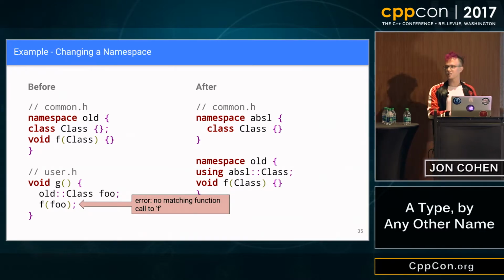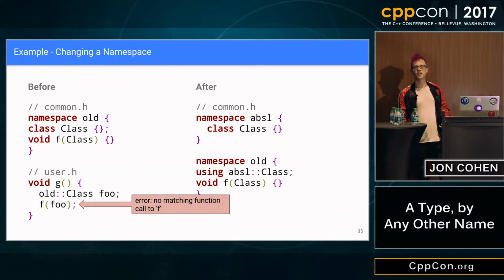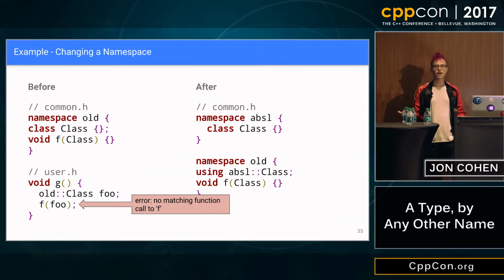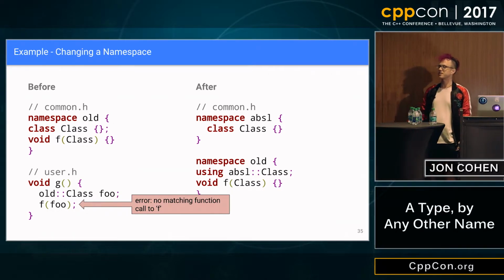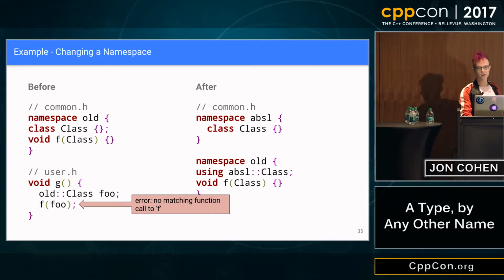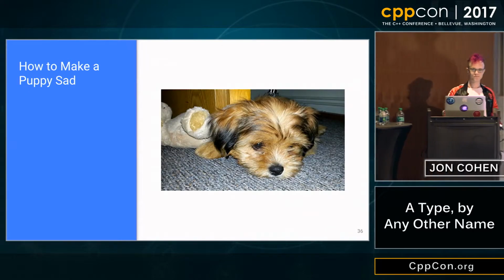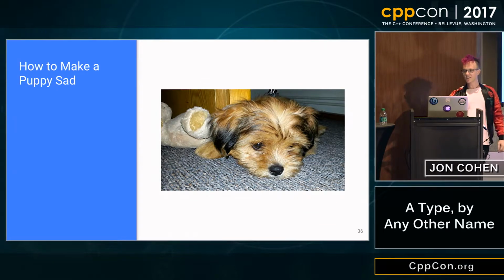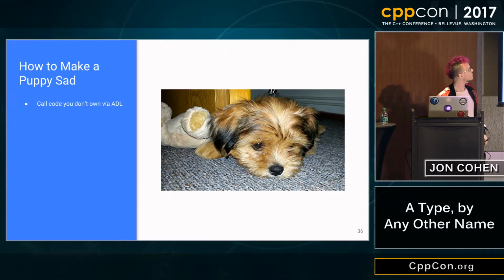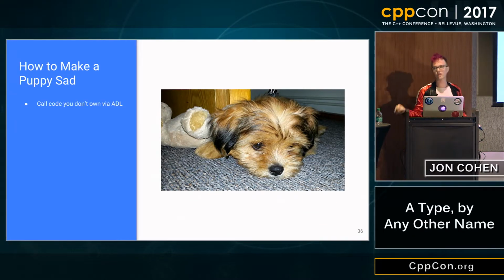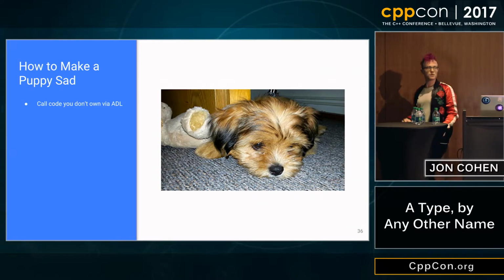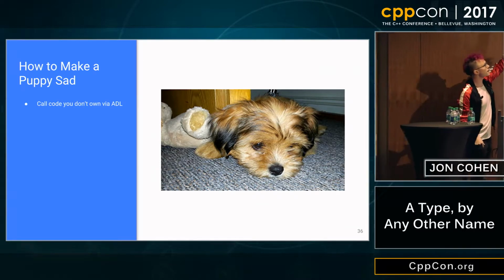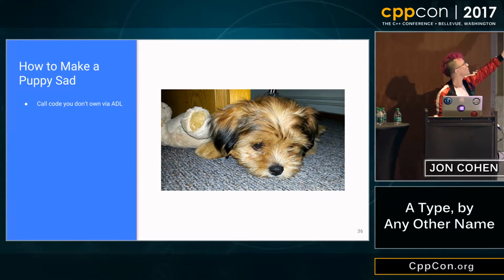So we're going to bring up this list now. This is a list we're going to build of ways that user code can make the lives of library maintainers challenging. Or I like to call it, how to make a puppy sad. How can you make this poor little pupper sad? Call code you don't own via ADL. And there's 3 parts to this, and 2 of them are interesting. It's the fact that you don't own the code, and you called it via ADL.